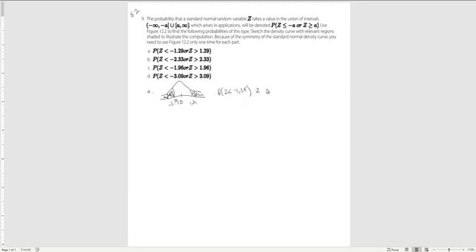So I'm looking this up in the standard normal table there in 12.2, minus 1.29. I'm looking at row minus 1.2 over where the column is 0.9. So minus 1.29, that's going to be 0.0985 times 2 equals 0.1970.